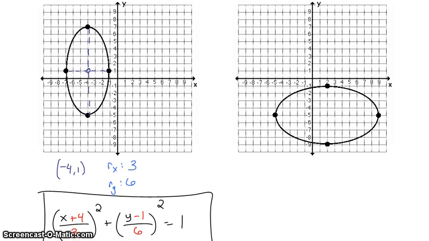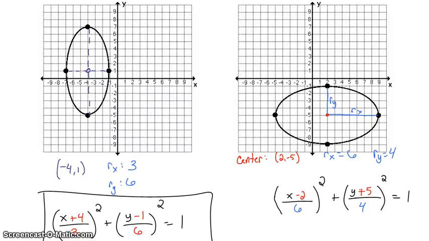Go ahead and try that second example there, and be careful because this one opens up the other way, but it doesn't really change anything. Try it. So we hopefully found our center to be at 2, -5, so it's x minus 2 and it's y plus 5. Our x radius of 6 goes under my x minus 2. My y radius of 4 goes under my y plus 5.